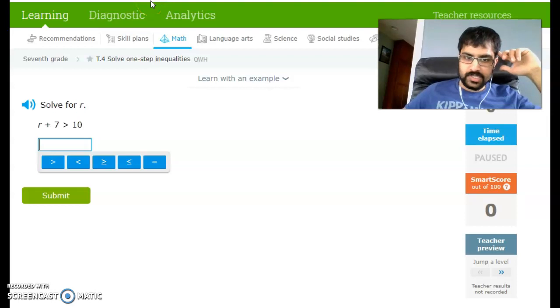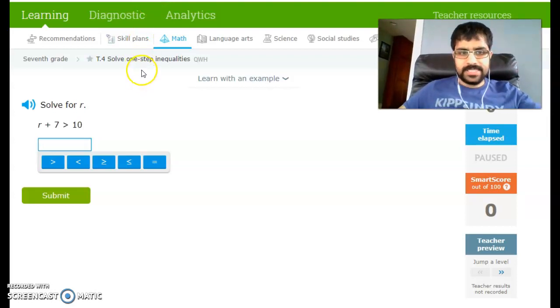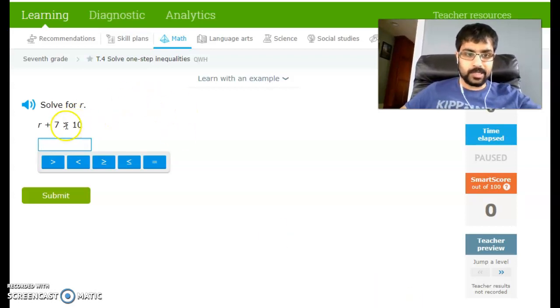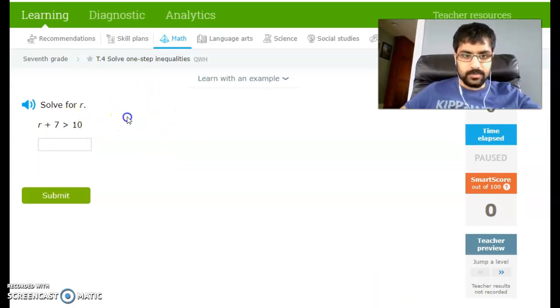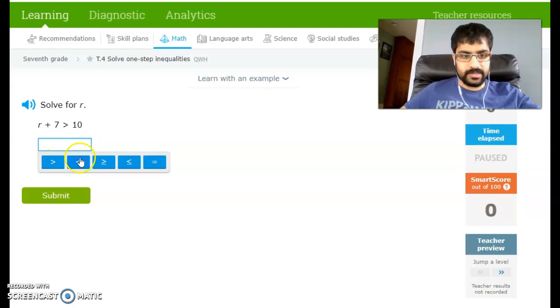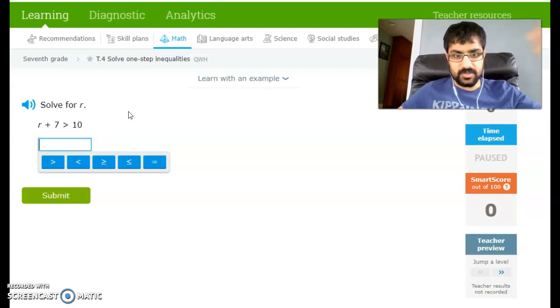The quick code for this skill is QWH. One-step inequalities are really similar to one-step equations. The only major difference is you've got an inequality instead of an equal sign, which comes in 4 different flavors: greater than, less than, greater than or equal to, less than or equal to. For the most part, you won't really have to touch them, and you'll basically follow the exact same steps as you would if you were solving an equation. There'll be a couple of differences we might run into when we deal with negative numbers, but there might not be any differences at all.